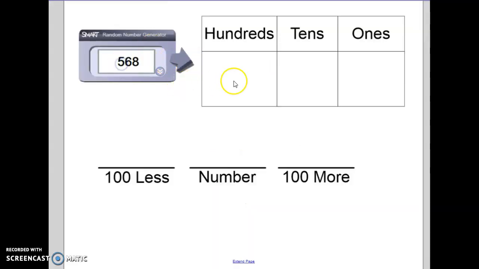All right, let's get our big number. 568. So let's put it here, 568. Look at your hundreds place. Take 1 away from 5, and what does this number become? 468. Look back at your hundreds place and add 100 more. What does it become? 668.